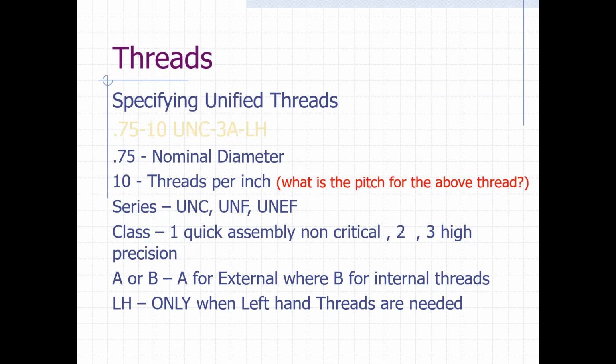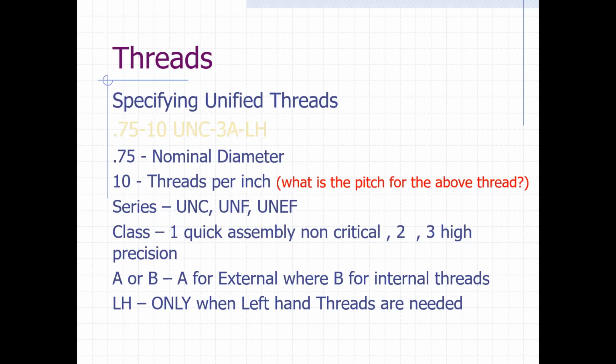That's right. 0.1, right? 0.10. Does that make sense? Good. And so the series is the next thing that we specify: UNC, UNF, UNEF. So the UNC is unified coarse threads. Okay.